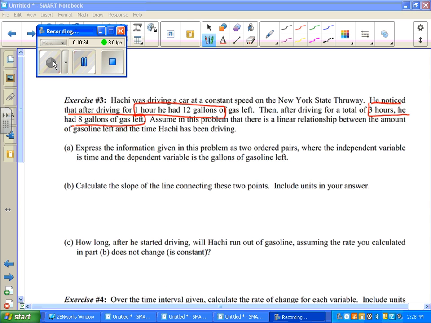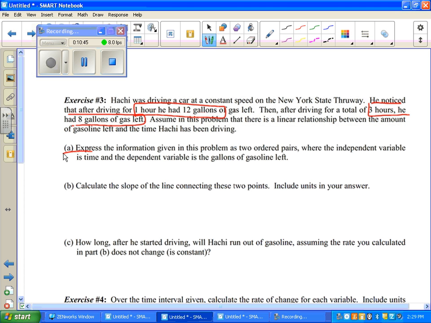We're now on page 48. So what I did was I put a rectangle around the first point and a rectangle around the second point. Express the information given in the problem in 2 ordered pairs. Oh, sounds like a point. Well, the first one has a rectangle around it. Let me see. Uh-oh.